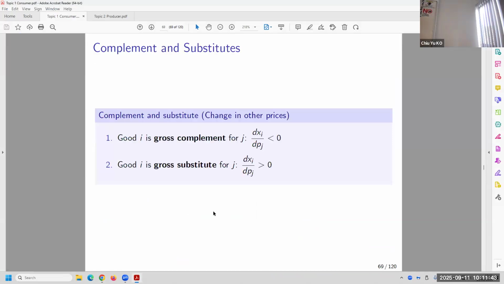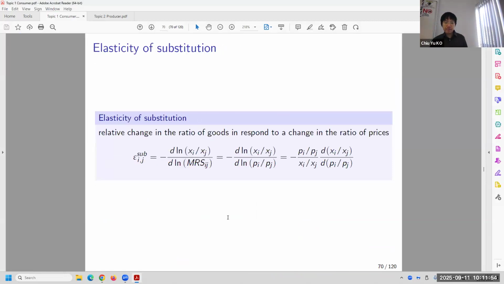And also we have complement and substitute defined in this way, right? When the price of another good goes up, does my demand go up or down? So I think this is a definition we learn in the undergrad.